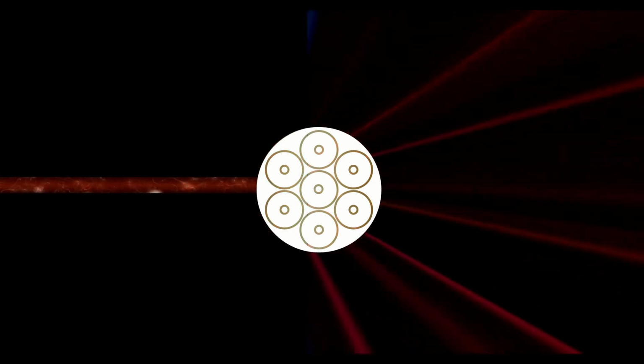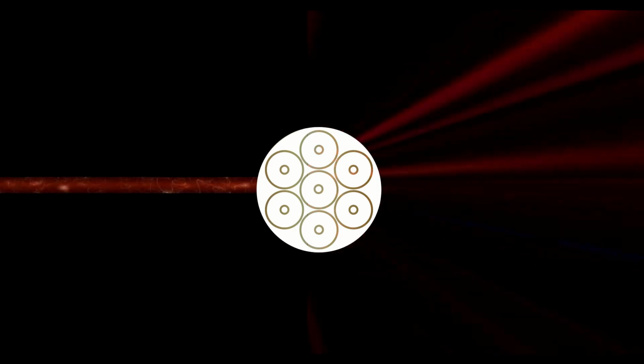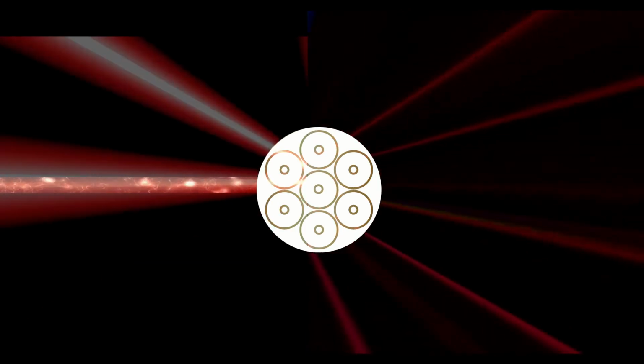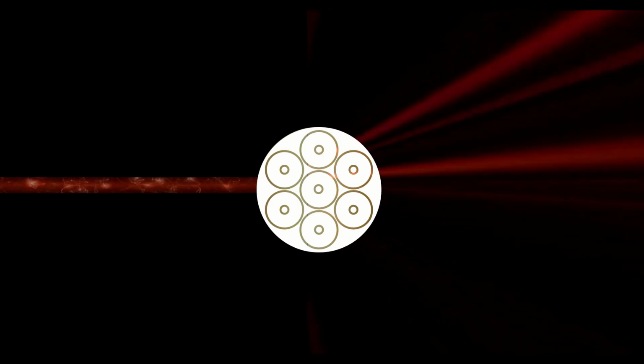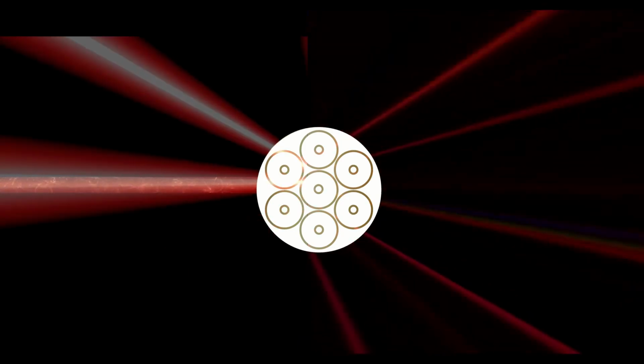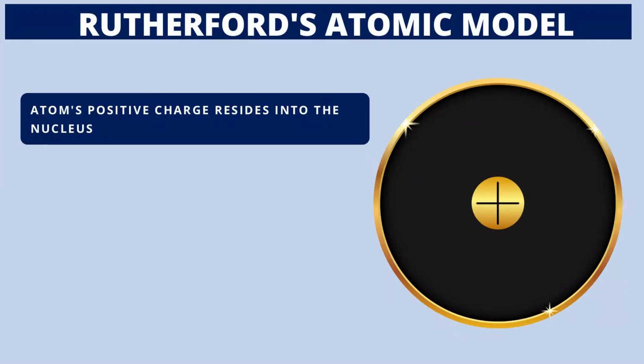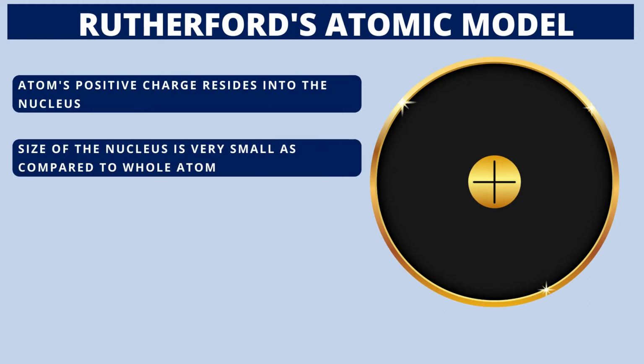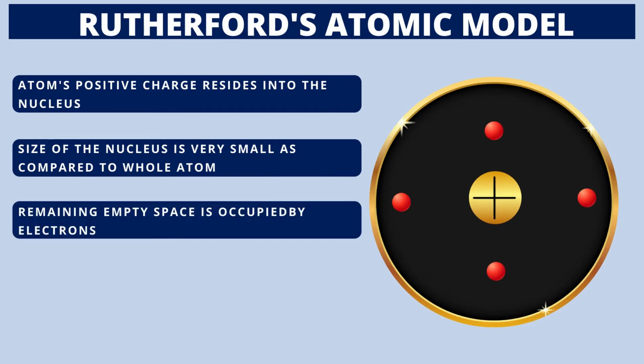the foil, most of the space inside the atom must be empty. The few rays that were deflected must be because of repulsion from some other very strong positive charge inside the atom, and he called that the nucleus. He proposed an atomic model that postulates that the atom's positive charge resides in the nucleus, and the size of the nucleus is very small as compared to the whole atom. The remaining empty space is occupied by electrons, and the number of positive and negative charges is equal in an atom, so the atom is neutral.